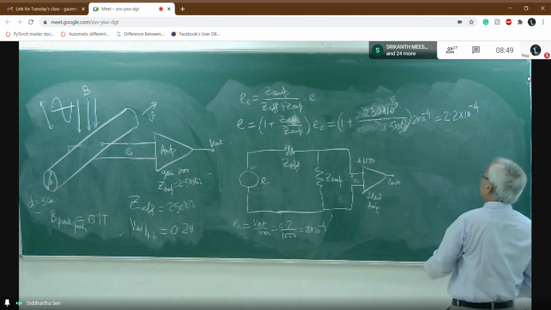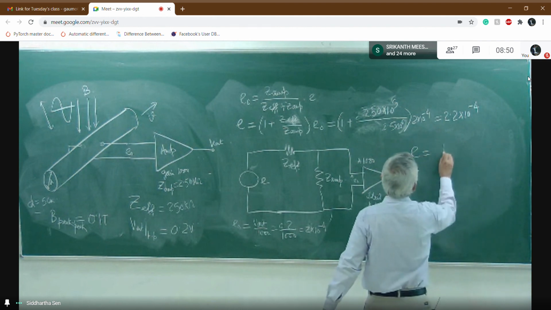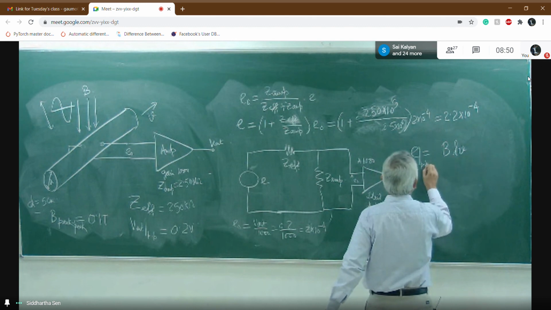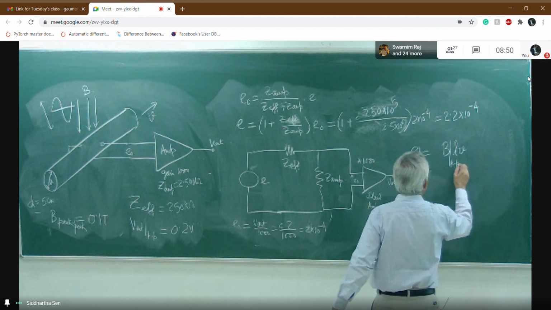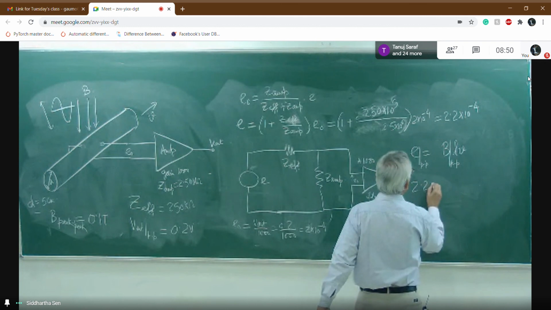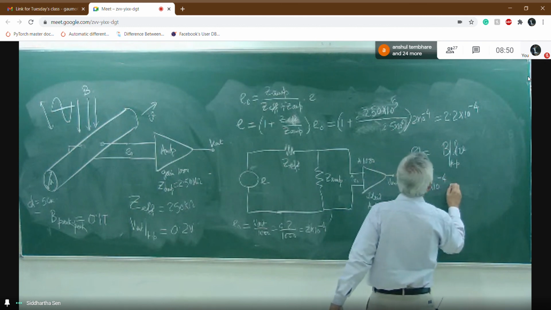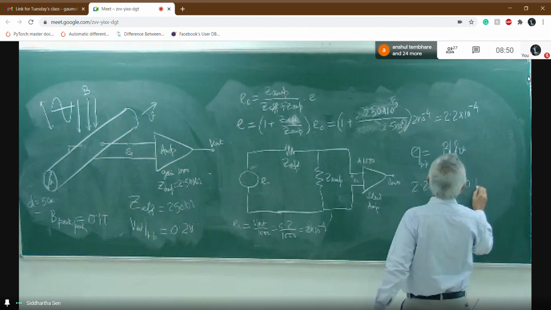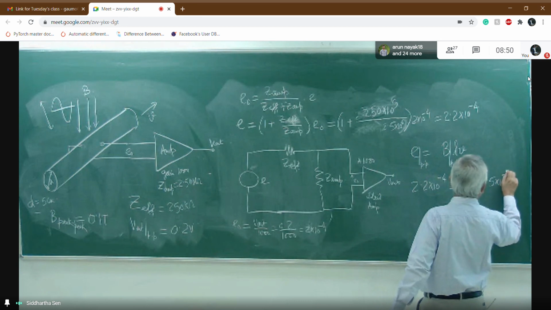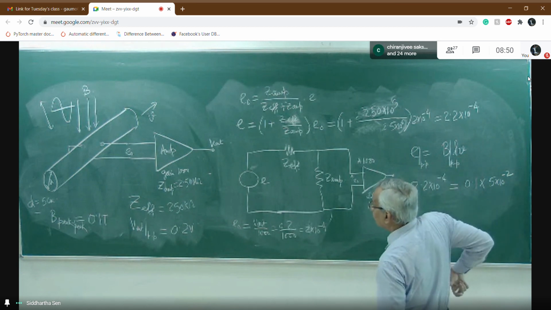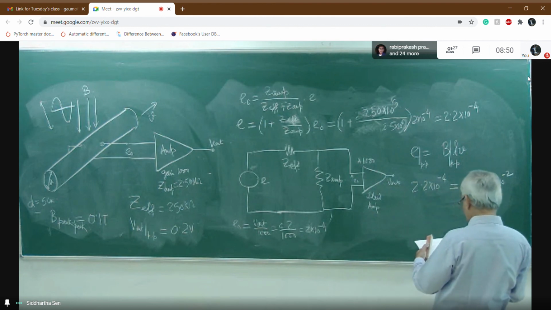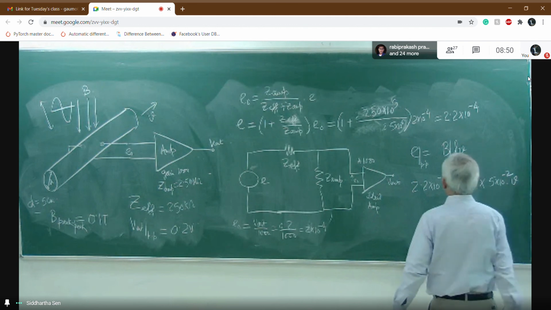So this E is equal to B into L into V. So here also peak to peak, B is also peak to peak. And what is L? L is D. So here it is 2.2 into 10 to the power minus 4 is equal to 0.1 into L is D, that is 5 into 10 to the power minus 2, because 5 centimeter is the diameter, 5 into 10 to the power minus 2, and then into V.